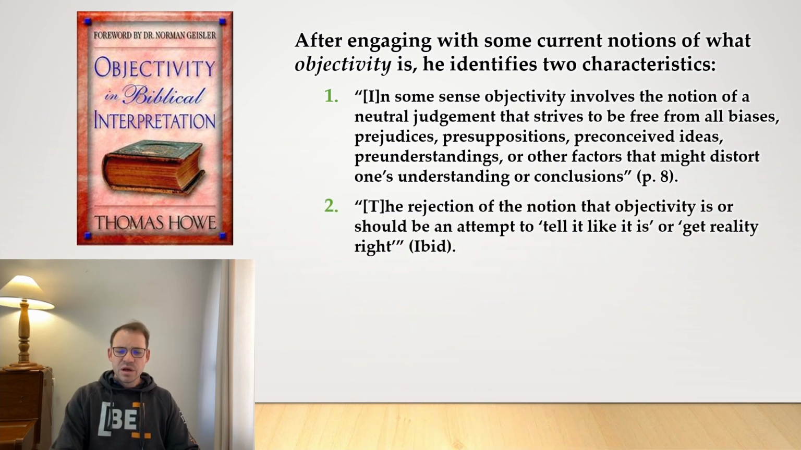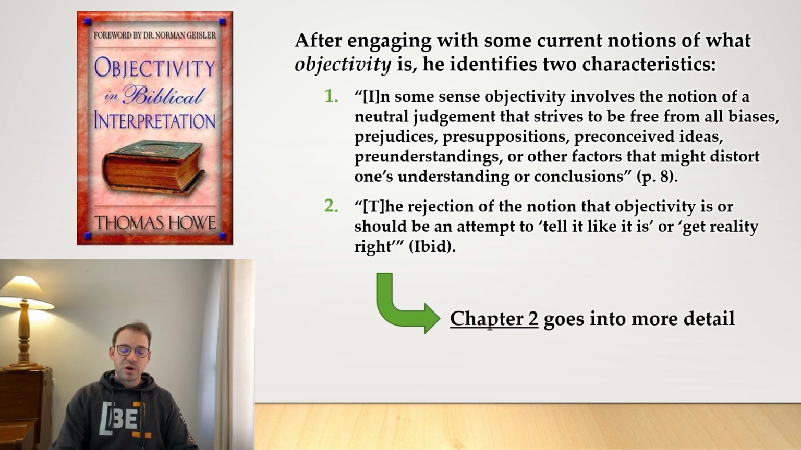And then secondly is the rejection of the notion that objectivity is or should be an attempt to tell it like it is or get reality right. So the two characteristics then: objectivity is something that transcends one's perspective or cultural background, but then also these scholars who write about objectivity suggest that it must be rejected. It must be viewed as something that's not possible to achieve. Okay, so those are the two characteristics that he identifies after he engages with these scholars.